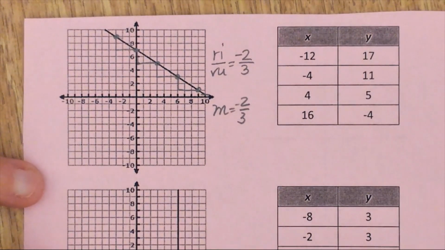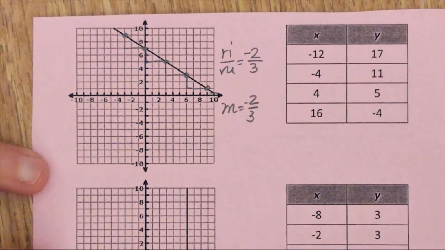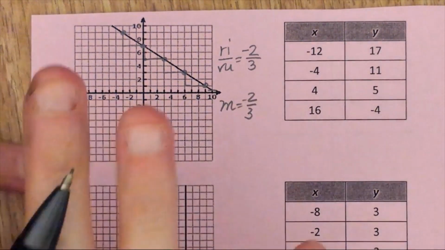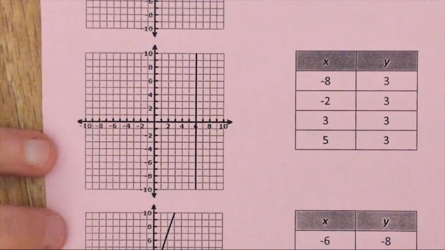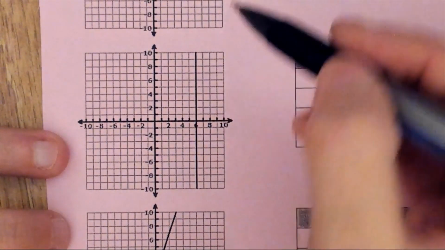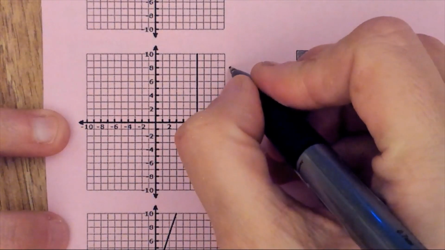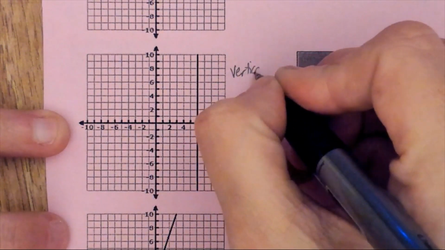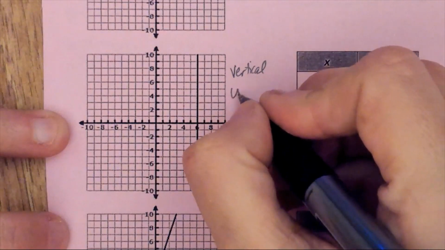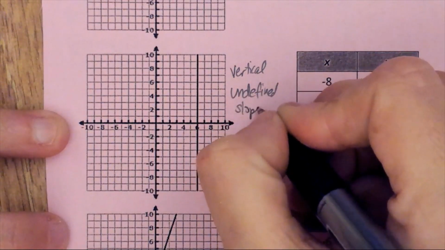We're not going to worry about finding the y-intercept just yet. We'll do that in a later lesson. Right now, we're just focusing on finding slope. Okay, so now let's look at this one. Whoa, what do we have going on here? Now here I've got a vertical line, which means I have undefined slope.